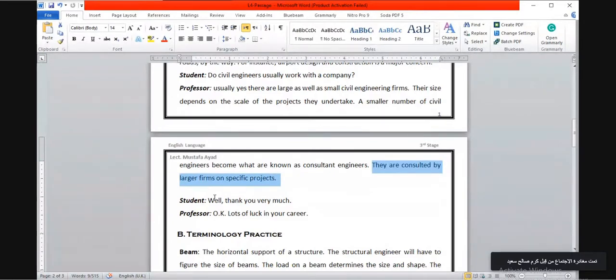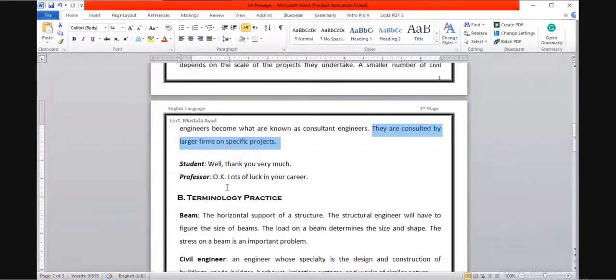Okay, this is something يعتبر important. Okay, and usually larger firms deal with consultants. بالعادة المؤسسات أو الكمبانيز الضخمة هي اللي تحتاج الكونسلتنتس.